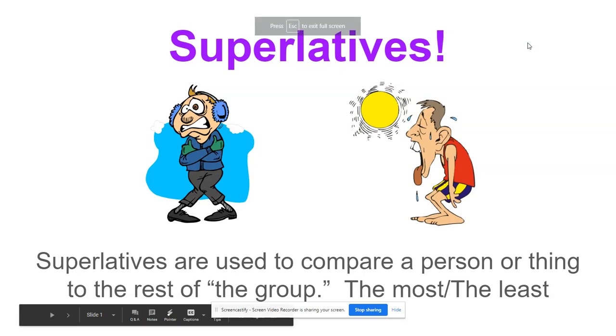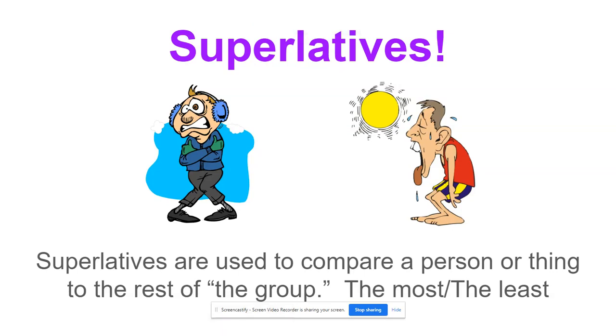All right, 10th graders. This is the lesson on superlatives, and we're going to learn how to form them, and then we are going to obviously do a little bit of work with them. So, what are superlatives? Well, they're used to compare a person or a thing to the rest of the group. So, like the most or the least of a certain quality compared to the group. So, think about yearbook, right?